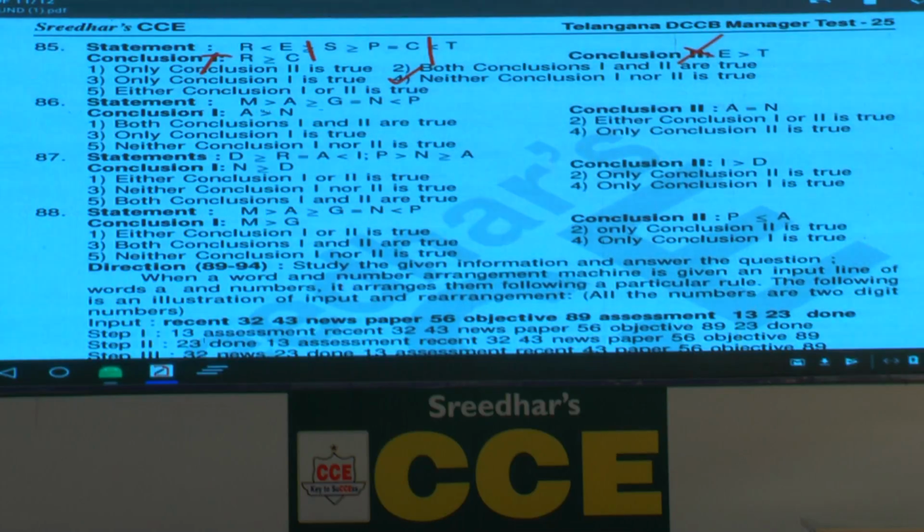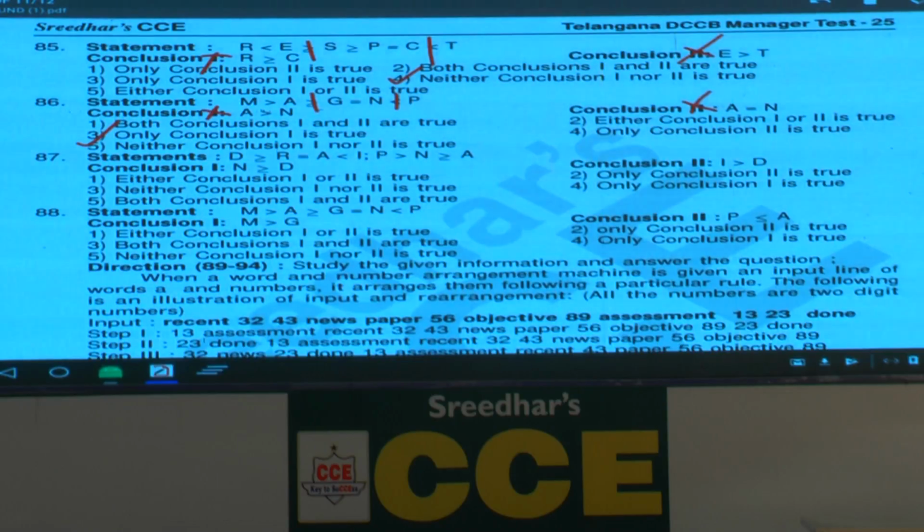Then coming to question number 86, there is one greater than, one lesser than, two opposite symbols between these two, so this cannot be followed. And the second one also, A equals to N, no relation can be applied between these two because the symbols are opposite. Hence here also neither 1 nor 2, that is choice 5. Question number 86, choice 5, isn't it?